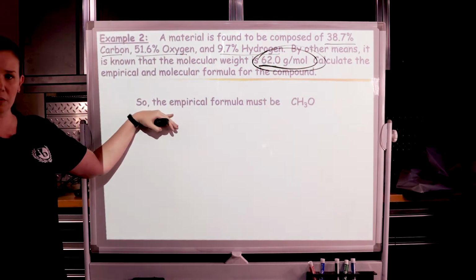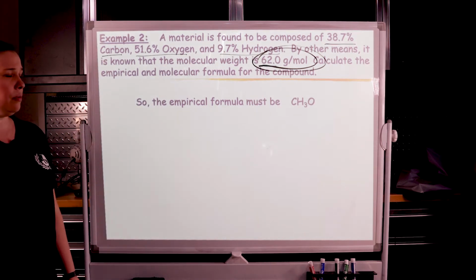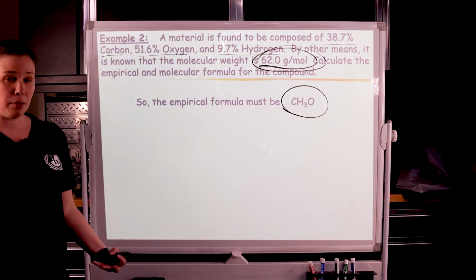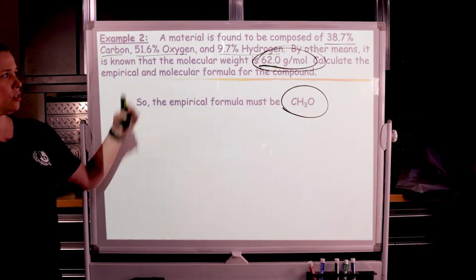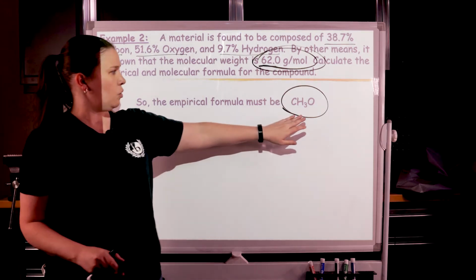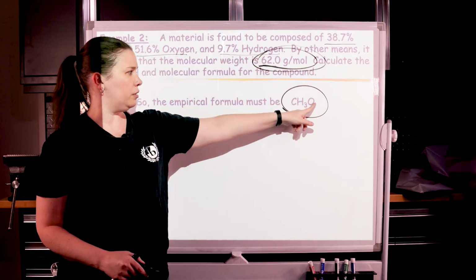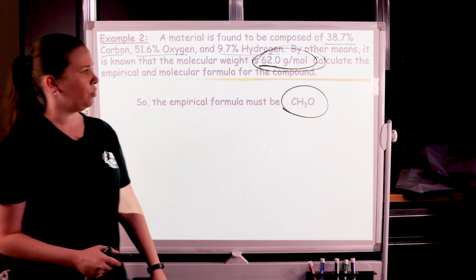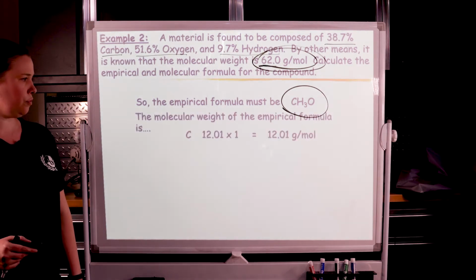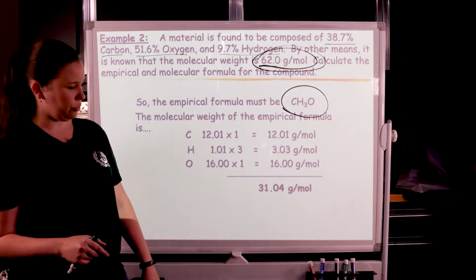We got our empirical formula, but now I have to convert to the molecular formula, and the molar mass is the key. If I found the molar mass of my base formula, my empirical formula, I can then compare that to the molar mass that we're supposed to have. So let's go ahead and calculate this. What is the molar mass of CH3O? 12.01, 1.01 3 times, and 16. What do we get for the empirical formula's molar mass? So if we add that all up, we should get a molar mass of about 31.04.